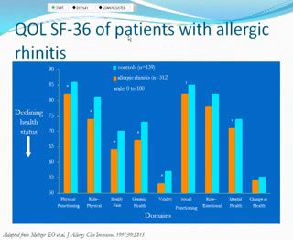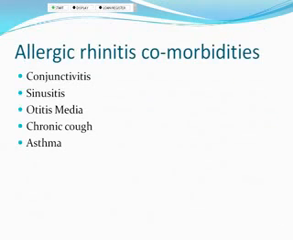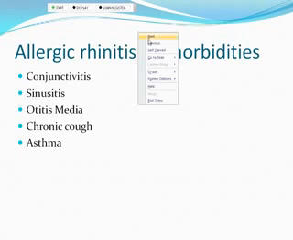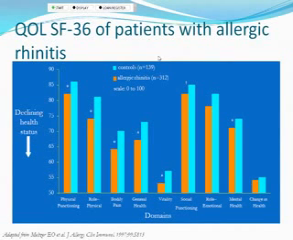We know that allergic rhinitis also impacts quality of life. So if you look at this, you can see that it impacts physical functioning. The light blue bar is controls. Allergic rhinitis is the orange bar. Lower the score, worse the healthcare status. And so you get lower physical functioning, physical ability, body pain, general health, vitality, and mental health.